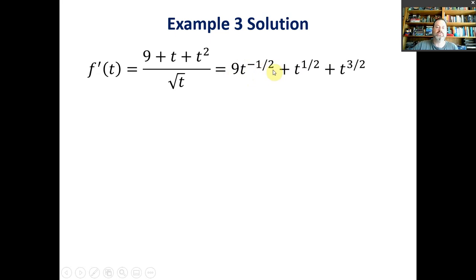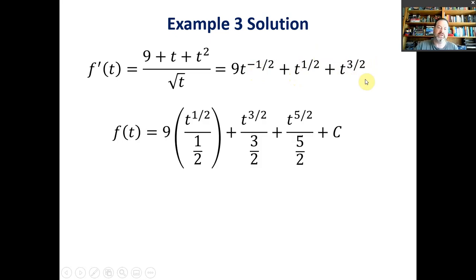And then this, you increase the power by 1 and divide by the new power. Right? So this one's going to be 9 times t to the 1/2, and then divide by 1/2. What's going to happen here? We're going to get t to the 1/2 plus 1. So it's going to be t to the 3/2, divide by 3/2. This will be t to the 5/2, divide by 5/2.